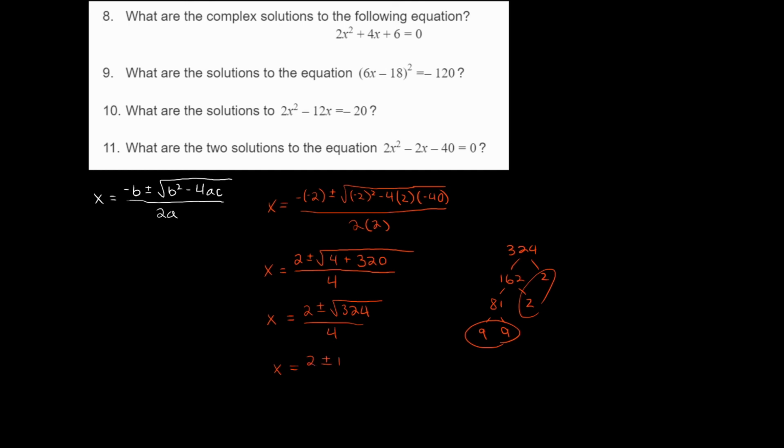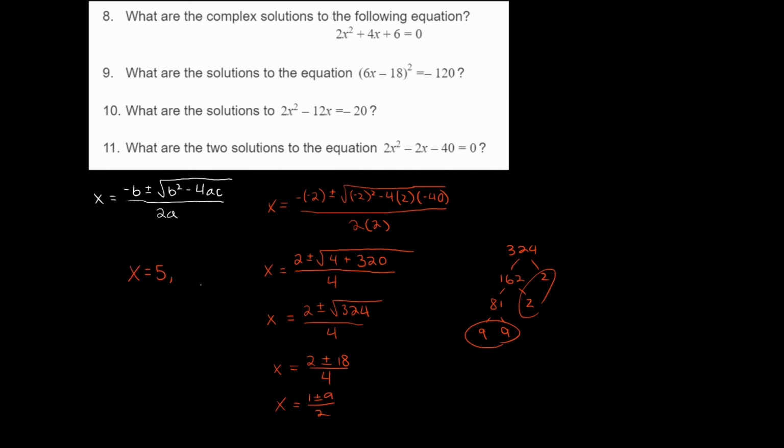2 plus or minus 18 over 4. x equals, we can actually reduce all this because they have a greatest common factor of 2. So 1 plus or minus 18. Nope, sorry, not 18. Divide by 2. 9 over 2. So we can actually get some real numbers here for our solution. 1 plus 9 over 2. 1 plus 9 is 10. 10 divided by 2 is 5. So we have x equals 5.